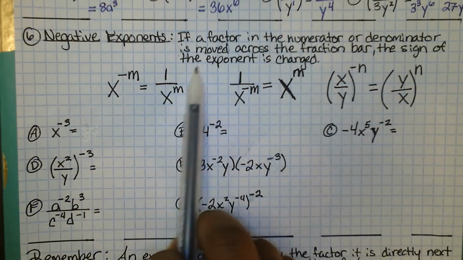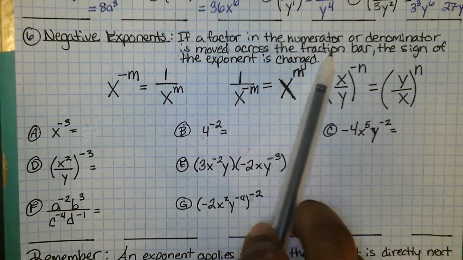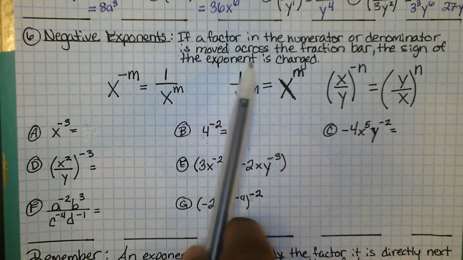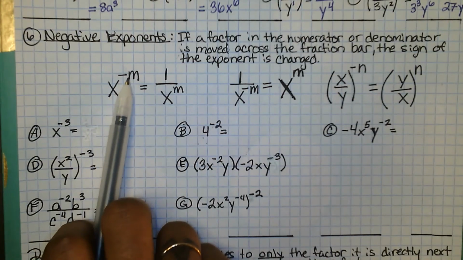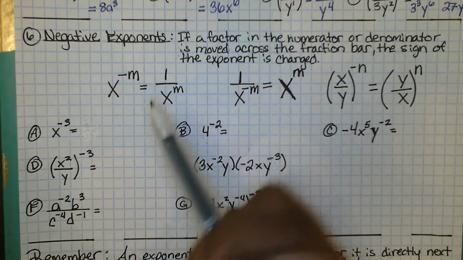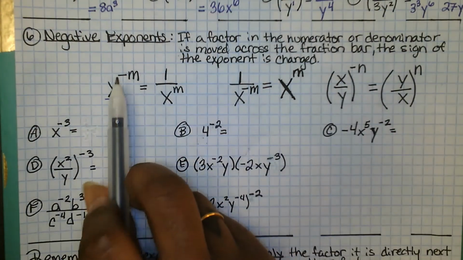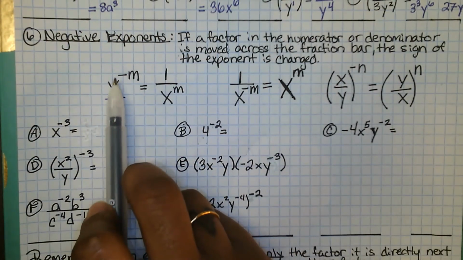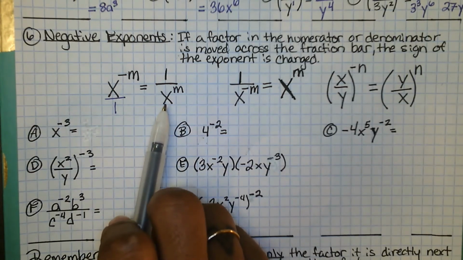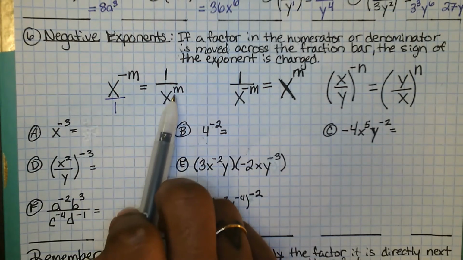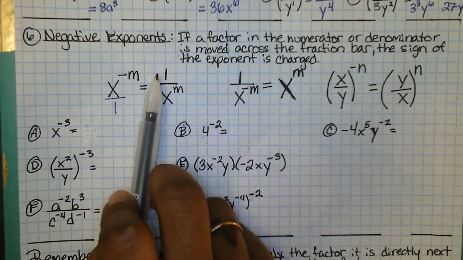Meaning, if a factor in the numerator or denominator is moved across the fraction bar, the sign of the exponent is changed. So if it starts off as a negative exponent, all right, this is technically in the numerator because it's over 1. So it means that base doesn't really belong in the numerator. It should be down in the denominator. All right, and now you see that the exponent is positive, and a 1 is in its place at the top.